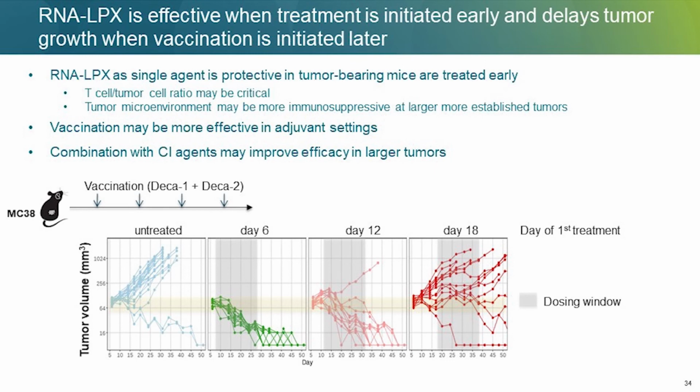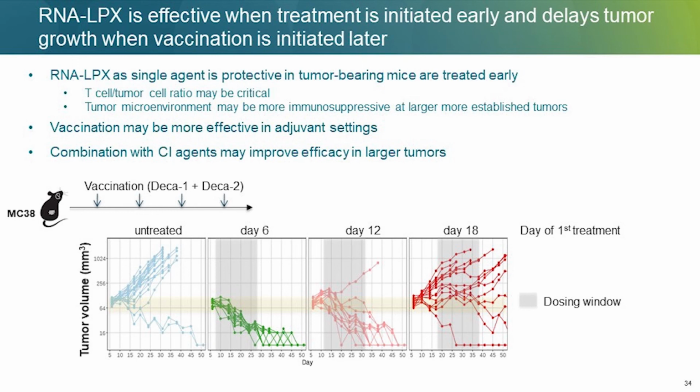We wanted to also see if there is a correlation between the tumor size and response. So we vaccinated mice at different times after implanting the tumors in mice. And what we found is that the earlier we start vaccinating, the more profound is the T-cell response. When the tumors are too big at day 18, they barely respond to vaccination.